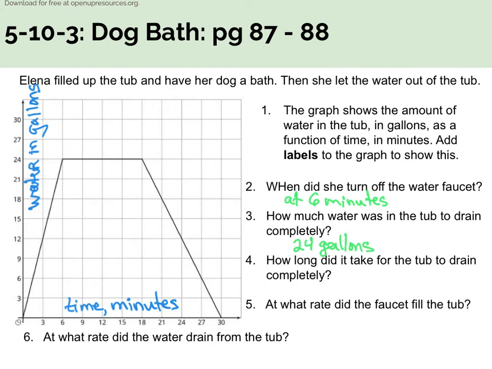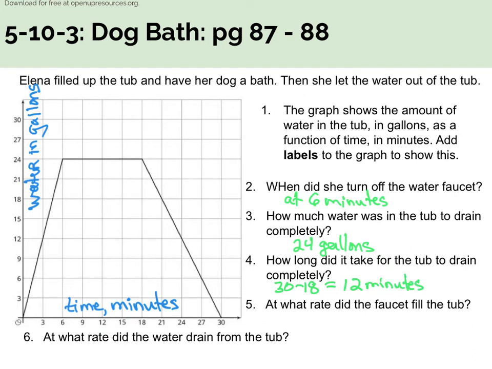All right, number 4. How long did it take for the tub to drain completely? So draining out, how long did that take? Go ahead and pause, answer that question, and then come back to me. So it starts from here, draining out. Okay, so it stays, and then she starts draining out. Well, that starts at 18. But then it goes all the way up to 30. So how do we figure that out? We're going to go 30 minus 18. Grab a calculator. 30 minus 18. What is that? That is going to be 12. Is that 12 gallons? No, that's 12 minutes is how long it drained.